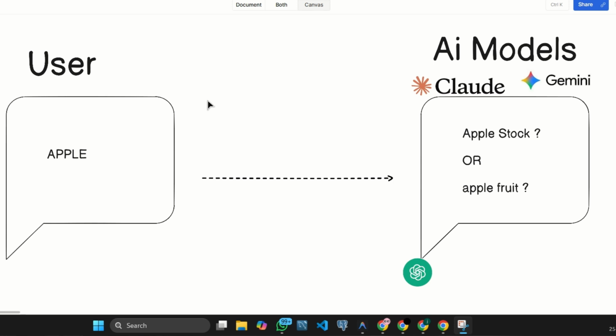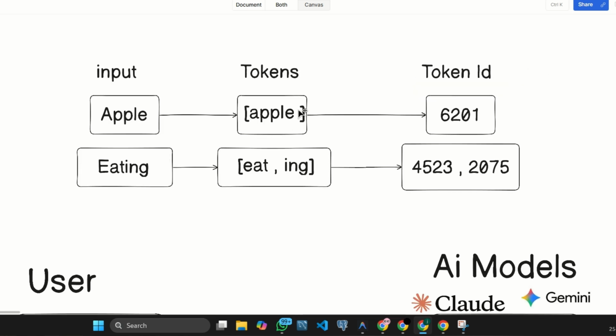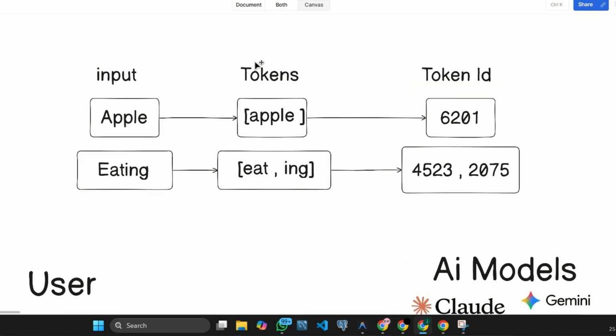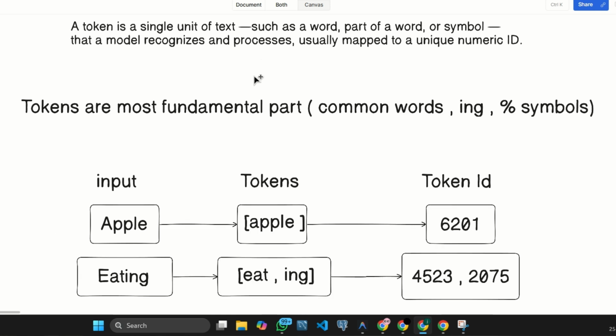So you guys must be thinking that these AI models understand our English language, but it's not true. Actually, English words get divided into tokens like this. You can see over here. Let's understand what tokens are. Tokens are just the fundamental parts, like common words, "ing"s, symbols, anything which is the smallest part and has some meaning.